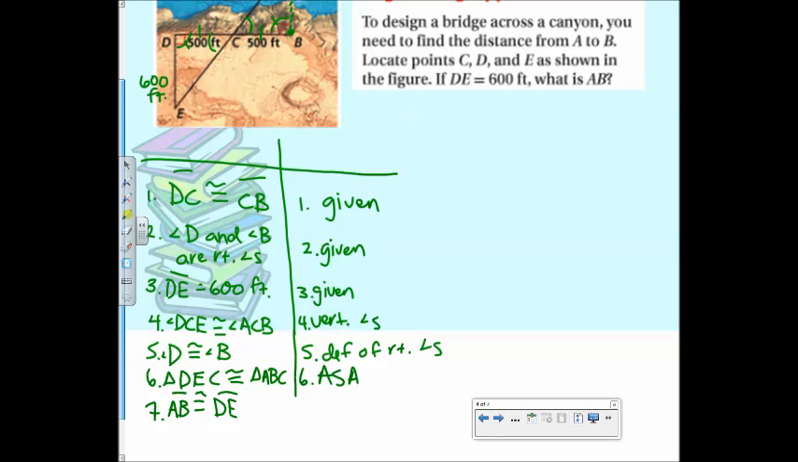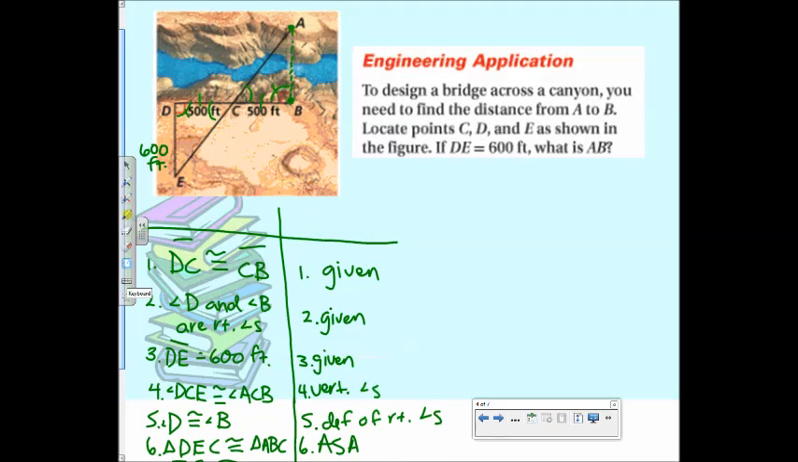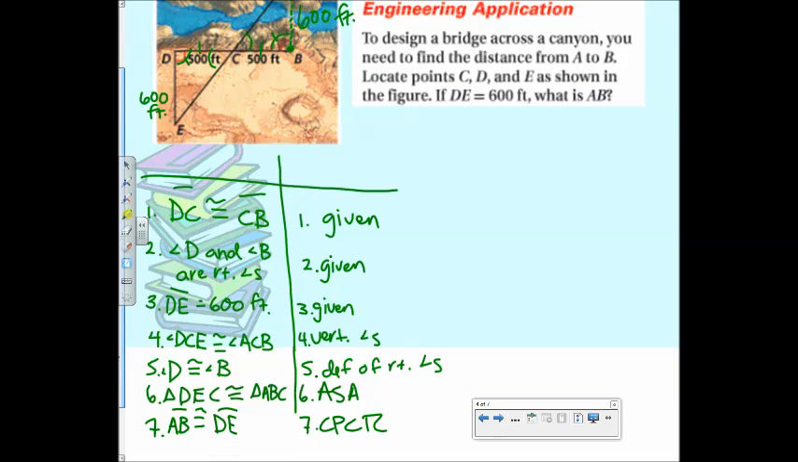And what is that again? CPCTC. Corresponding parts of congruent triangles are congruent. So now that you know that they're congruent triangles, now you can say corresponding parts are congruent. So that means if DE is congruent to AB, then what is AB? 600. Must be 600 feet. So once you've proven the triangles are congruent, that's when you use CPCTC. You can only use this once you've proved the triangles are what? Congruent. You can't use CPCTC until you know that.